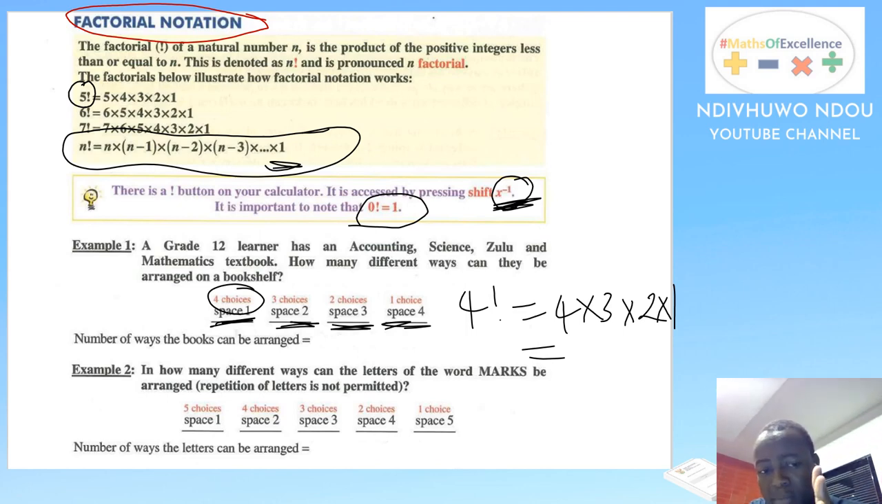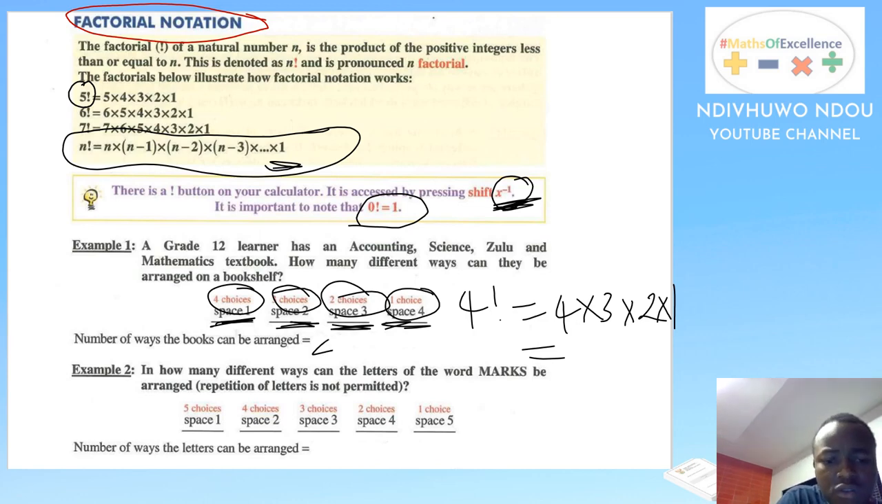Let's go to the second space. How many choices of book can be placed there? So already 1 book has seated in space 1, right? When you go to space 2, how many books are left? 3 books, right? So we have 3 choices of books that can sit in space 2. Like that, we'll have 2 choices of books that can sit in space 3. Then we'll only have 1 choice of book that can sit in space 4.